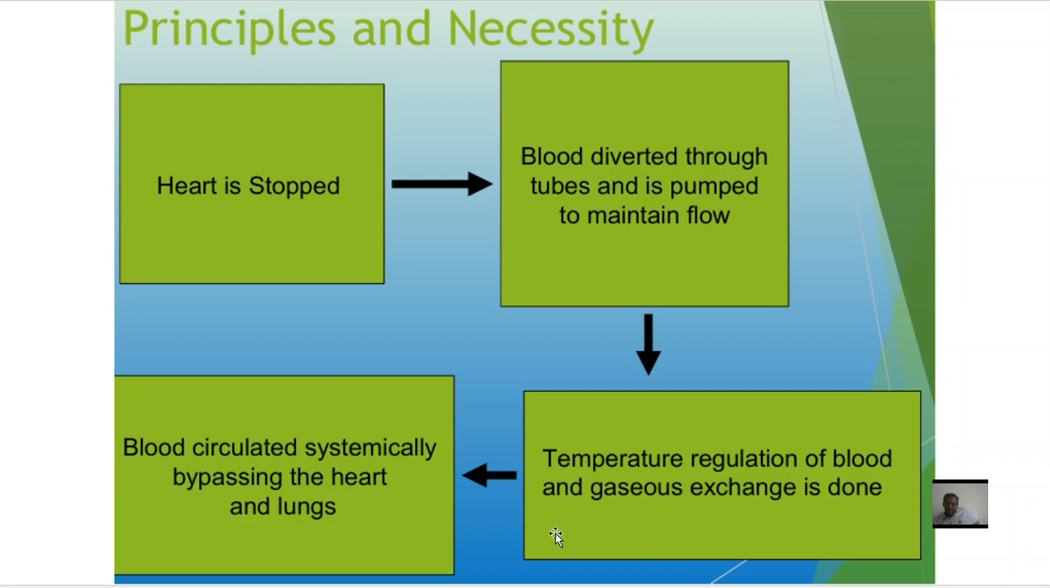After that, the blood circulates systemically, bypassing the heart and lungs. After that, the blood is infused into the body. So this is called systemic circulation. By bypassing the natural heart and lungs, the circulation will not be stopped. The systemic circulation will be continued because of the bypassing. So this is the principle which is used in the heart-lung machine. Okay, next slide.